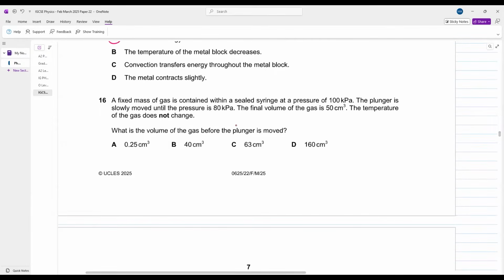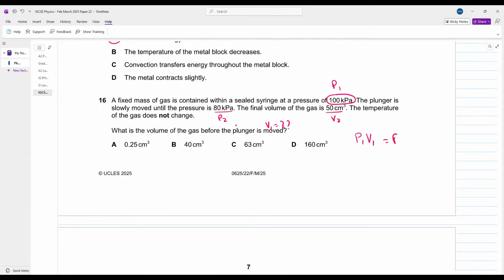A fixed mass of gas is contained within a sealed syringe at a pressure of this. This is your P1. The plunger is moved slowly until the pressure is 80 kilopascal. This is P2. The volume of the final gas is 50 cm cube. This is V2. What is the volume of the gas before the plunger is moved? You have to calculate V1. How will you do that?